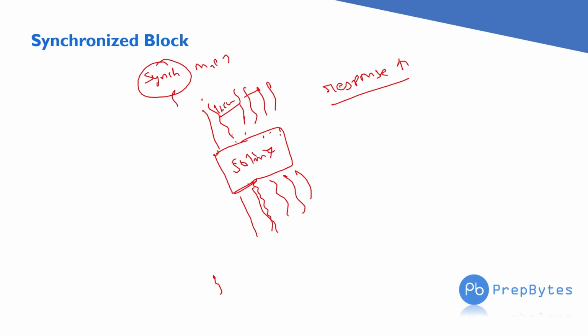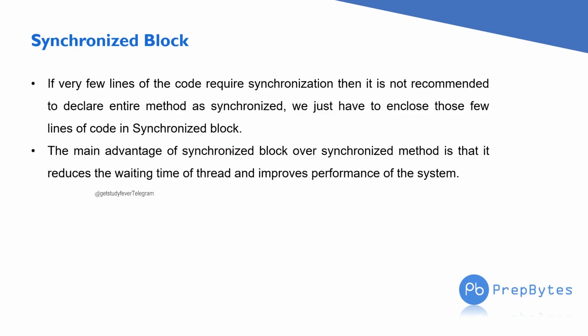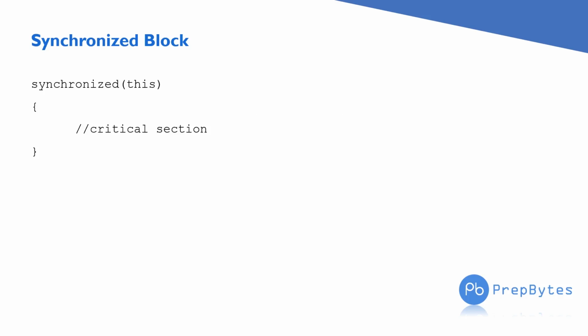This is a method. Okay. So if only 50 lines are needed, then only 50 lines are synchronized, and all the remaining method is the same. So what is the point? If very few lines of code require synchronization, then it is not recommended to declare the entire method as synchronized. We just have to enclose those few lines of code in a synchronized block. Okay. The main advantage of a synchronized block over a synchronized method is that it reduces the waiting time of the thread and improves the performance. So this is one type. This is known as the critical section where updation occurs.